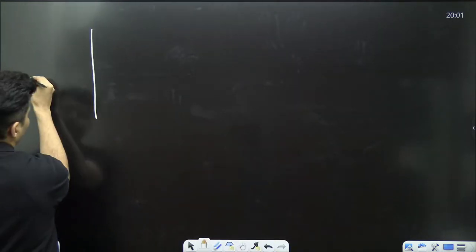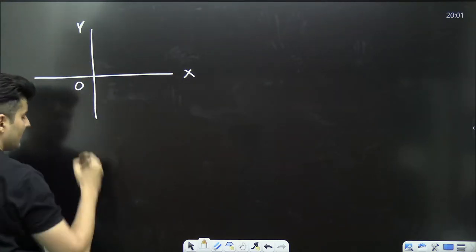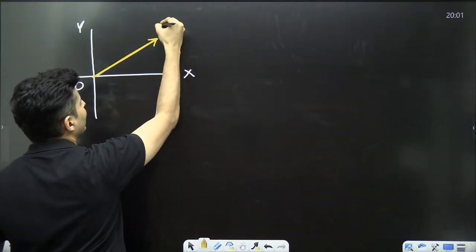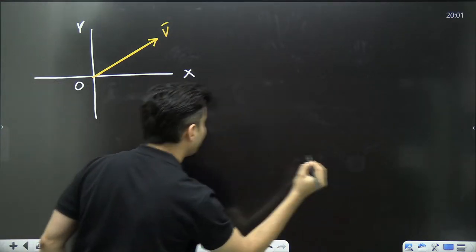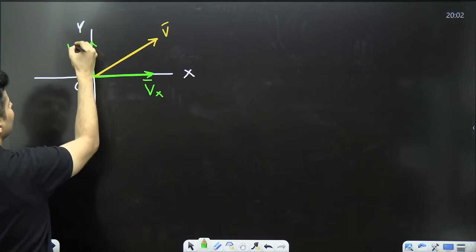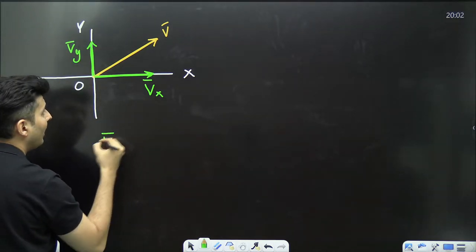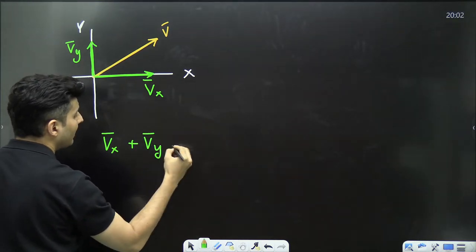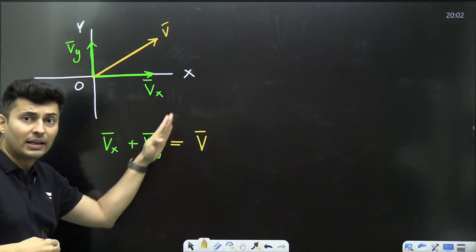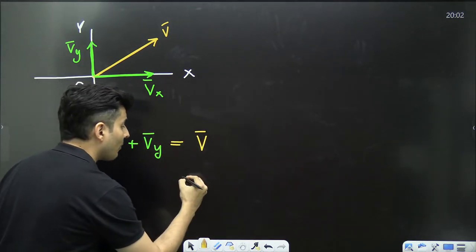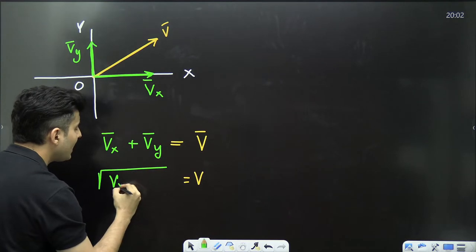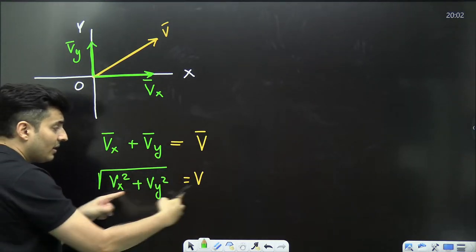If I have this as my x-axis and this as my y-axis, imagine, my dear students, this is my vector which I need to split into two parts. One part is here, the other part is here. This is the Vx component, this is the Vy component. Remember, Vx bar plus Vy bar is going to give you the total vector V bar. Magnitude-wise, if I don't put the bar, it is just root Vx square plus Vy square. This is vectorially, this is magnitude-wise.